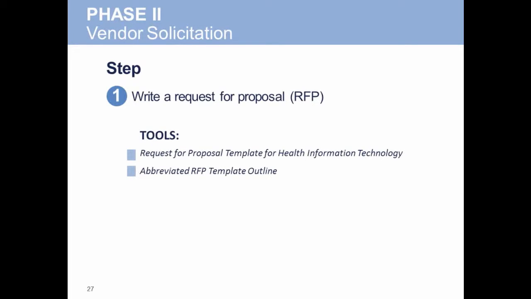Step 1, write a request for proposals. An RFP typically has several parts. Part 1 is the introduction and goals, that is, the goals and objectives of your EHR acquisition. Part 2 is your organizational background, a brief highlight of your organization, including your facility size, workforce, services provided, technical infrastructure, and other initiatives that may impact EHR adoption.